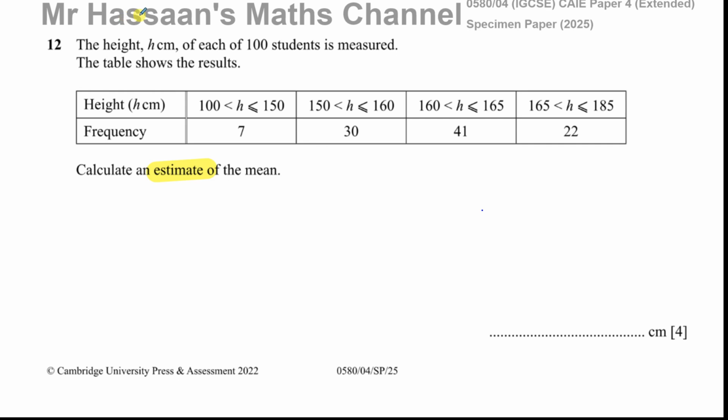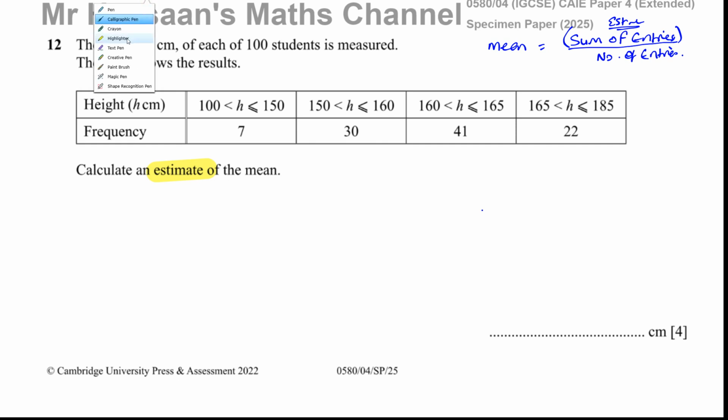Now remember, the mean is an average, which is the sum of all the entries divided by the number of entries. That's how you find the mean of a set of data. Because we don't know the values of any of the data entries, we cannot find their sum. So we have to find an estimate of the sum of the entries, and that will help us give an estimate of the mean, because we know how many entries there are.